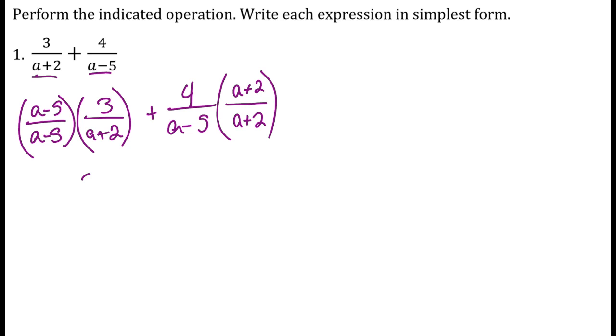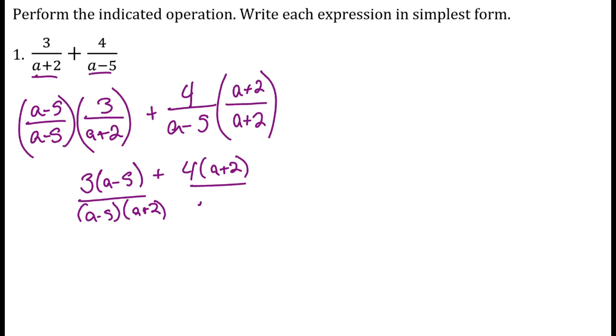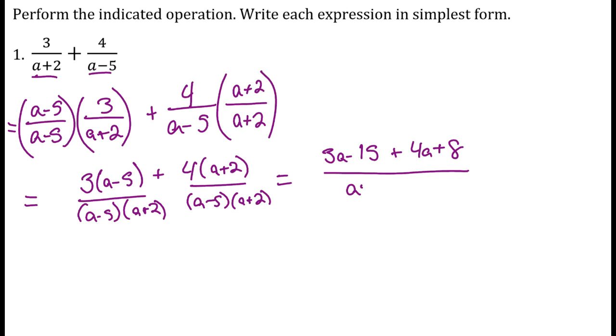So in the top over here, I get 3 times a minus 5 plus 4 times a plus 2, and they're both over a minus 5 times a plus 2 times a minus 5 times a plus 2. Now that they have a common denominator, I can write it as one single fraction, and I'm going to distribute here. 3a minus 15 plus 4a plus 8, all divided by the common denominator, a minus 5 times a plus 2.